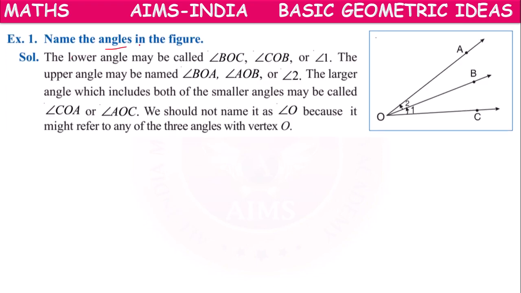So here children, name the angles in the figure. Here COB is there, BOA is there. COB or BOC or angle 1. We can represent this angle 1 as COB, BOC, angle 1. We cannot represent it as angle O, because this complete part is called angle O, but it has two parts here. Only this part cannot be named as angle O.